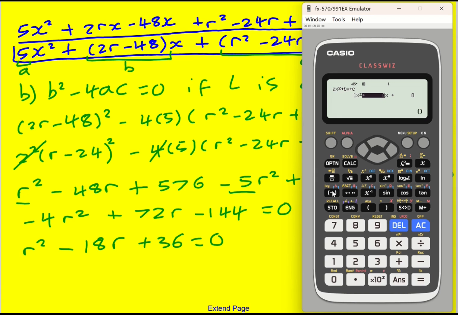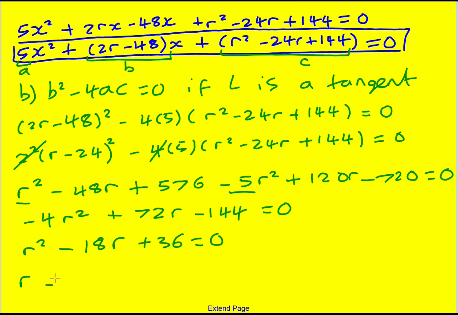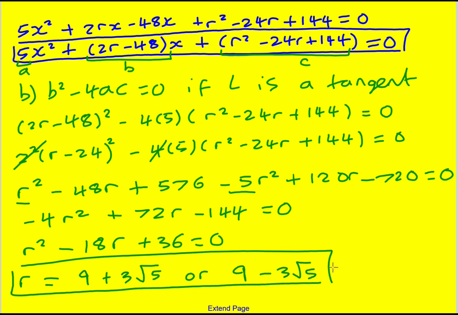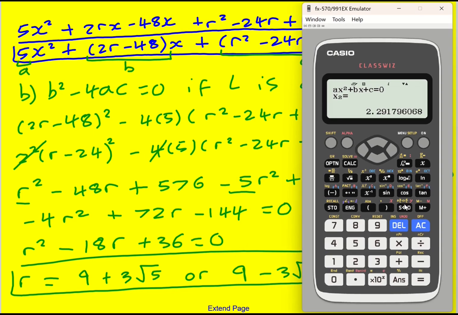To be fair, you could have done it earlier on as well. You didn't need to get rid of all the common factors. This gives us 9 plus 3 root 5 or 9 minus 3 root 5. You can write it as plus or minus. I've decided to write them separately. Okay, so those are two different radii. They're both positive. It's not like there's a problem with them.